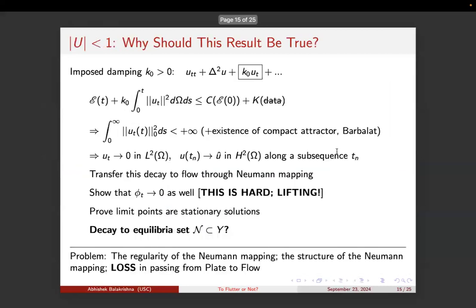And once we show, if we're able to get through this critical step, we get that u will converge to some u hat in the global attractor, and phi will converge to some phi hat. The last step is to show that u hat and phi hat are in fact stationary solutions. So no dynamic end behavior, and we will have a result.